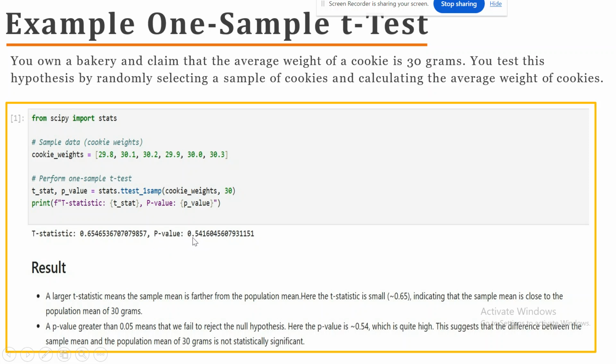Our p value is 0.54, which is greater than 0.05, which means that we will accept the null hypothesis and we will say that the average weight of a cookie is 30 gram, and this is also found in the sample. When we calculate its average, it becomes equal to 30. So that means we will accept the null hypothesis, which means that the average weight of a cookie is 30 gram in this bakery. Okay, now do you understand?